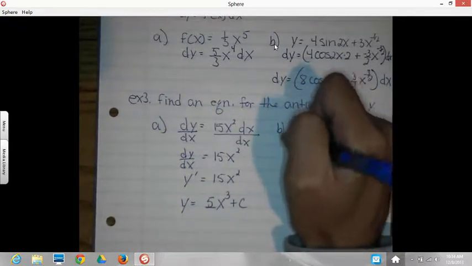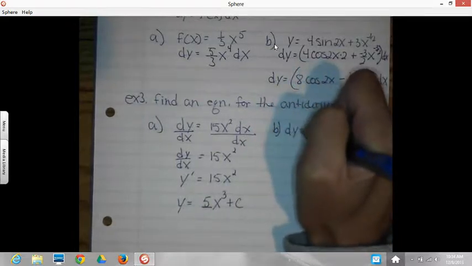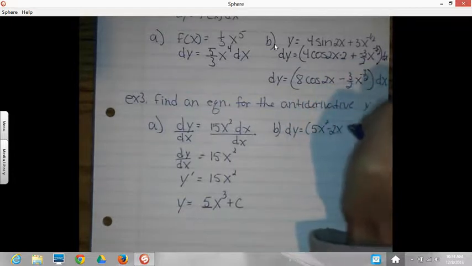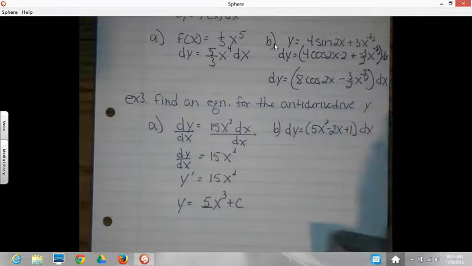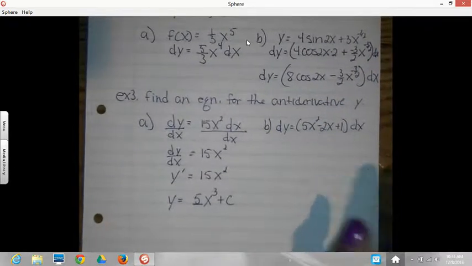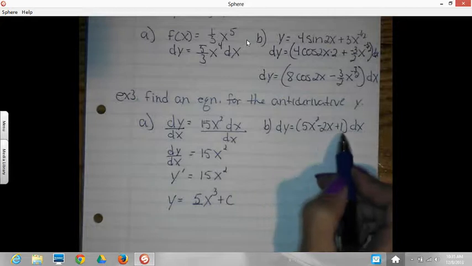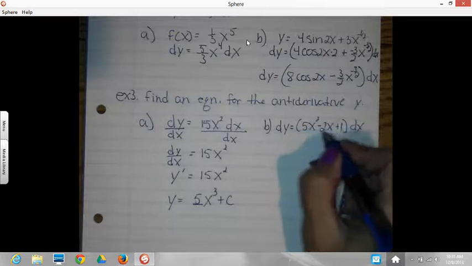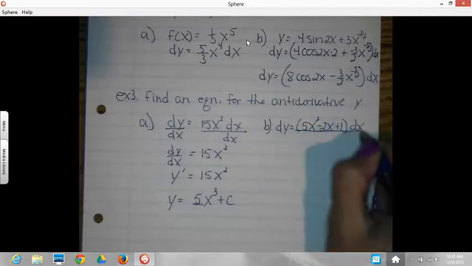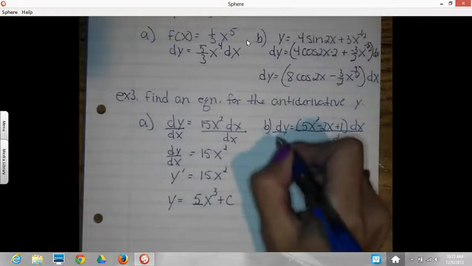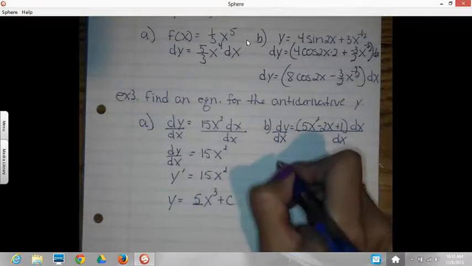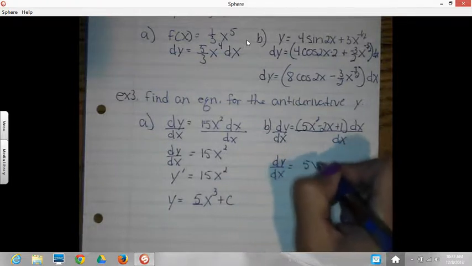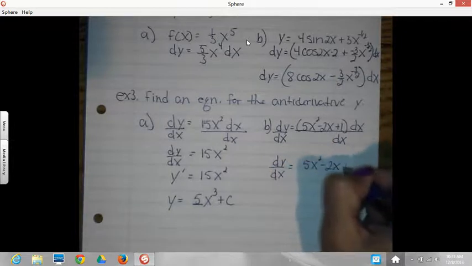dy equals 5x squared minus 2x plus 1 dx. Again, antiderivative, I need to know what the derivative is. Well, I know it's just this right here. Am I going to force you to divide by the dx every time? No, you don't have to. You can just jump right into doing each term separately. But for note purposes, I will kick it back to derivative form. So dy over dx equals 5x squared minus 2x plus 1. Now I'm ready for antiderivative.